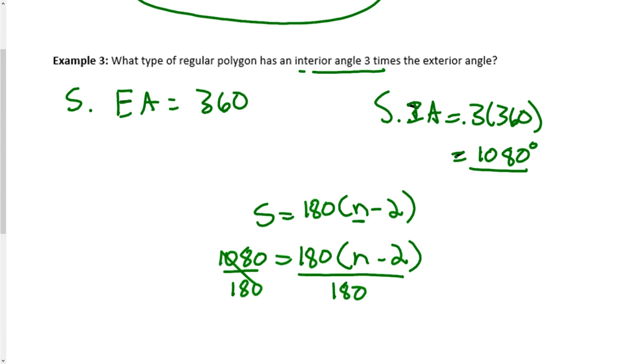Okay. So that's going to give me 6 equals n minus 2. So if I add 2 to the other side, n equals 8. All right, so that means I have a regular polygon with 8 sides, so I have an octagon.